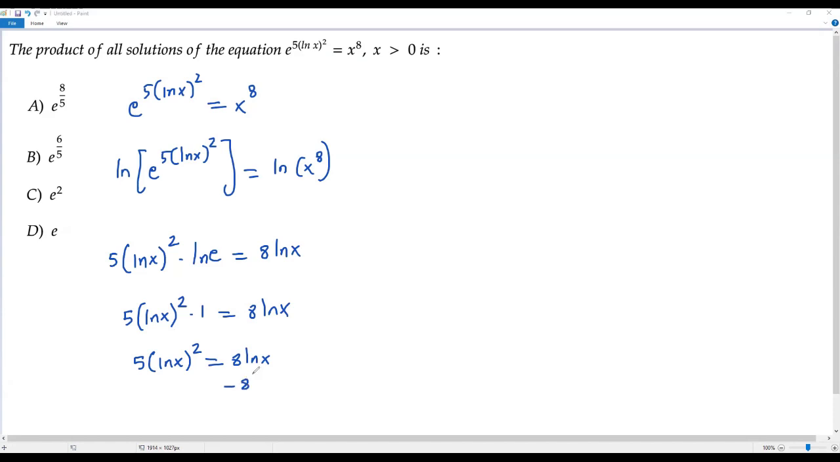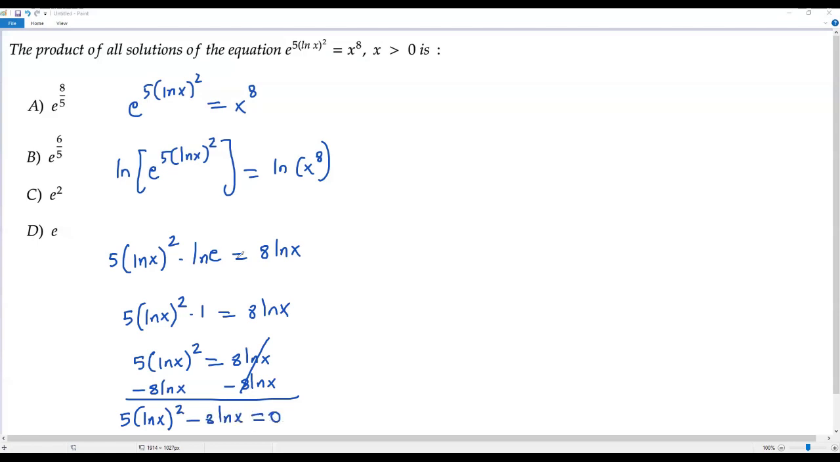Okay, now let me subtract 8 times ln x from both sides. When I do so, the positive 8 times ln x and negative 8 times ln x will cancel out. I'm getting (5 ln x)^2 minus 8 times ln x equals 0.